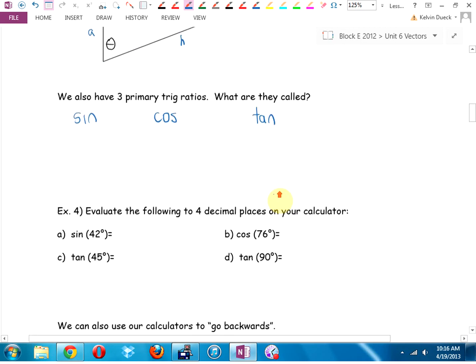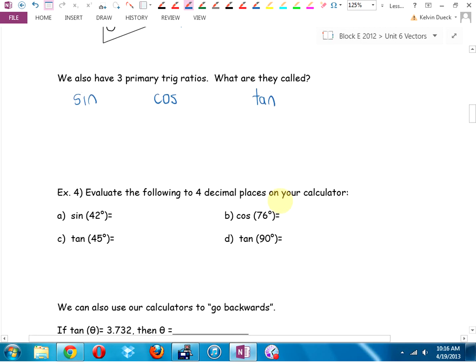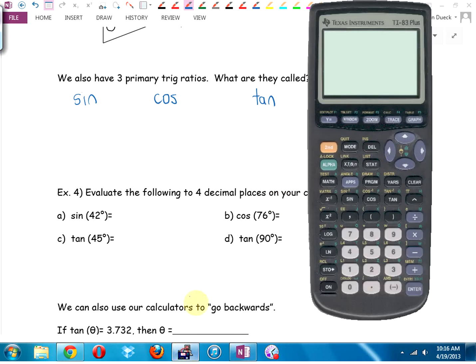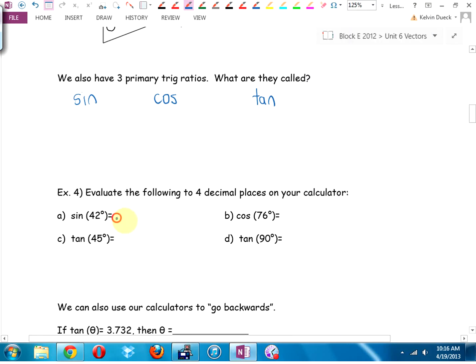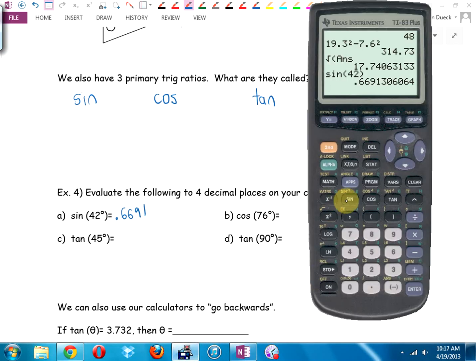And here's the beautiful thing. Your calculator has all of the sines and cosines and tangents programmed in. Evaluate the following to 4 decimal places on your calculator. Find the sine of 42. I better make sure I'm in degrees. I am. 0.6691. Find the cos of 76, the tan of 45, and the tan of 90. Do that really quickly. One of them should be strange.